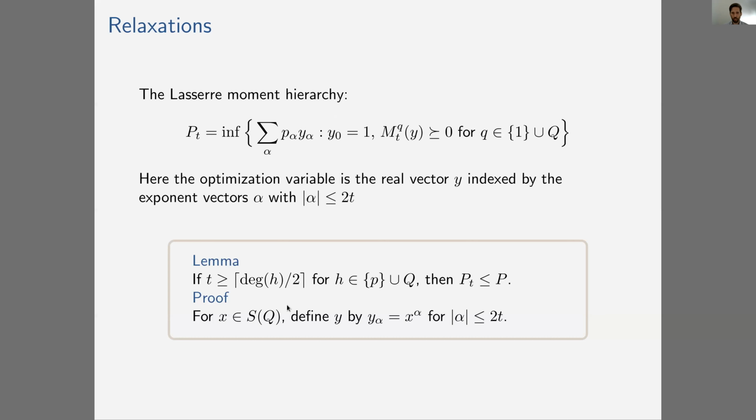And the proof is really sort of immediate. So what is a feasible solution of p? We called p the minimization of p of x over all x in the semi-algebraic set. So a feasible solution is just a point in the semi-algebraic set. And then we just define y by y alpha is x to the alpha. If you plug that in, you will see that it satisfies all the constraints. So it's a relaxation. We sort of throw away constraints.